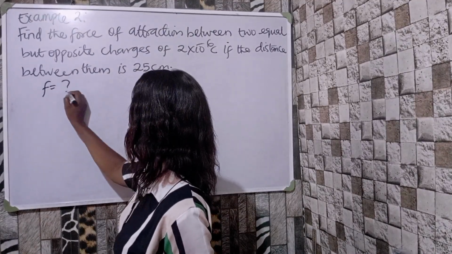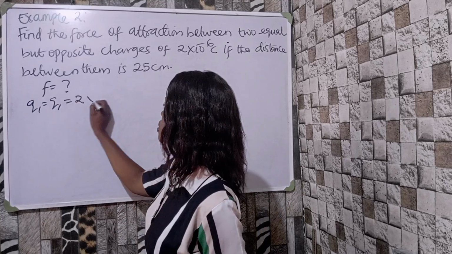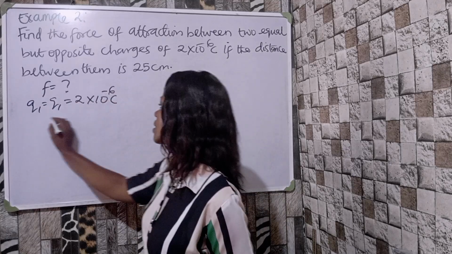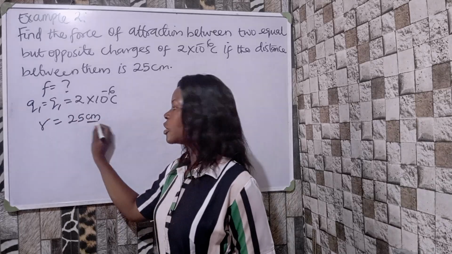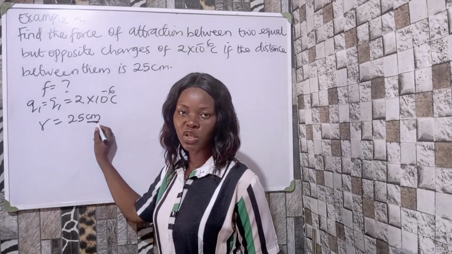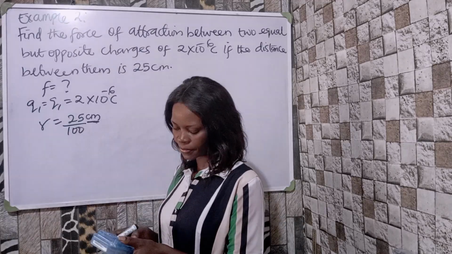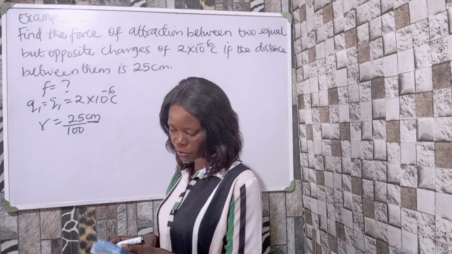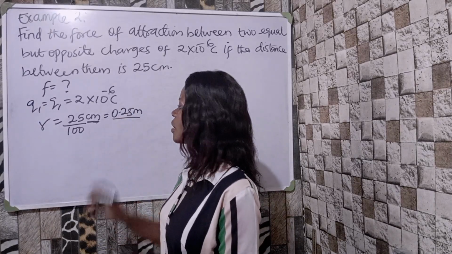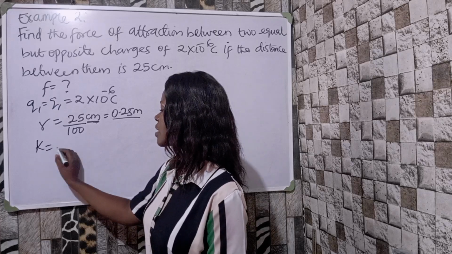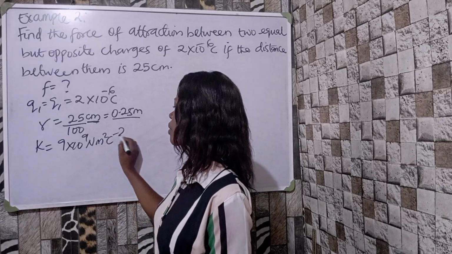So let us state our parameters given. We are looking for the force. The charges are equal, which is given as 2 times 10 raised to power minus 6 coulomb. Then the distance between them is 25 centimeters. You must look at this unit. This is supposed to be in meters and not in centimeters, so we're going to divide by 100. 25 divided by 100 is going to give me 0.25 meters. Then my K, we all know that is constant: 9 times 10 raised to power 9 Newton meter squared per coulomb squared.